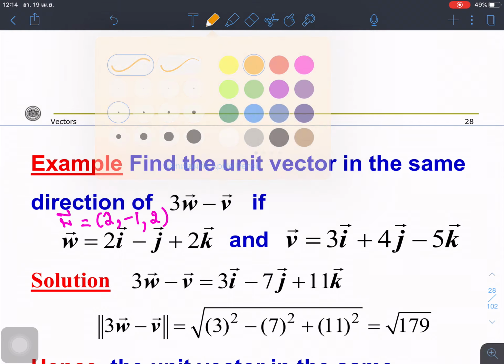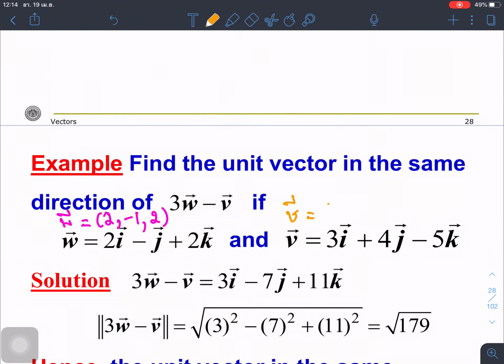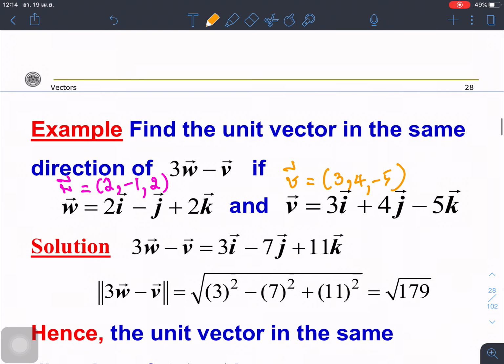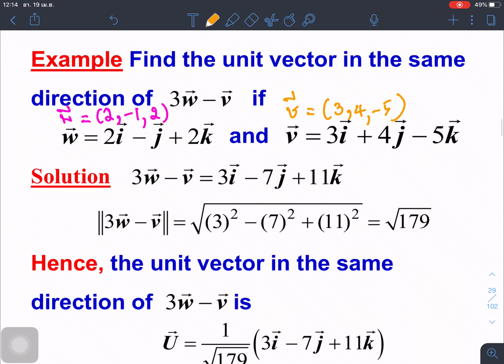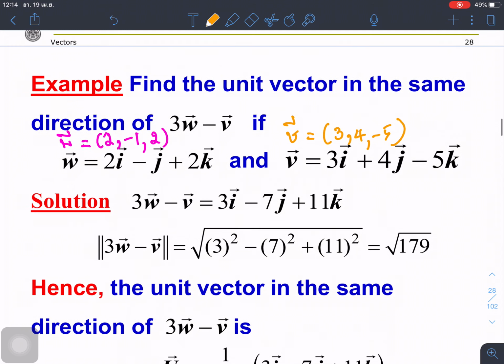For vector v, it is just (3, 4, -5). Okay. And you want to find a unit vector in the same direction as this one, right? From the definition above, you need to find the modulus of 3w minus v. And first, you just compute the vector 3w minus v. You get 3i minus 7j plus 11k. And then you find the modulus of this vector.